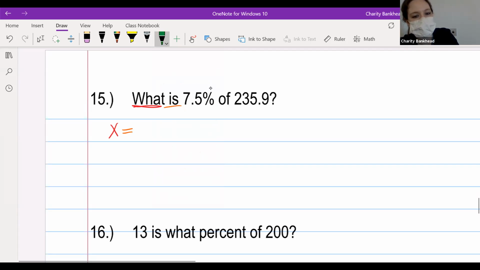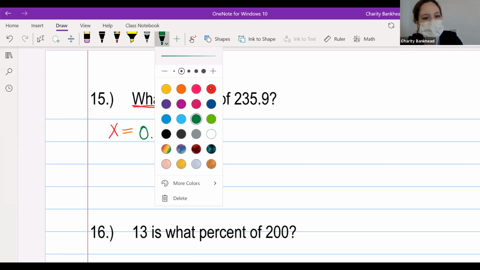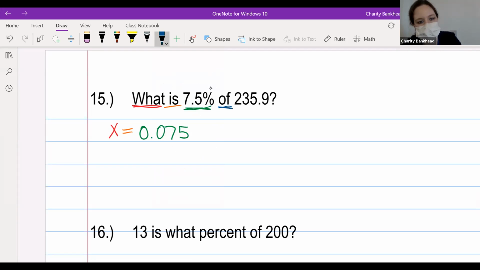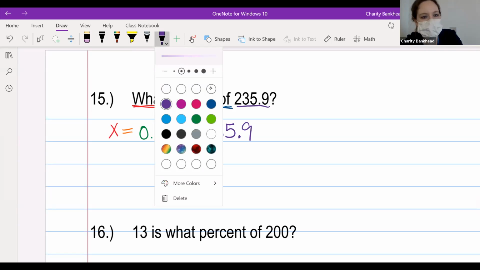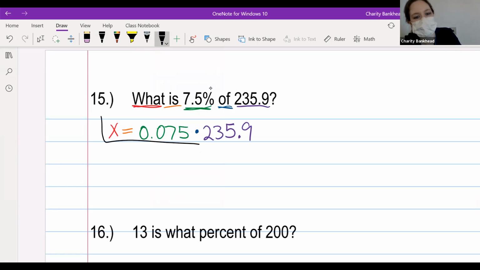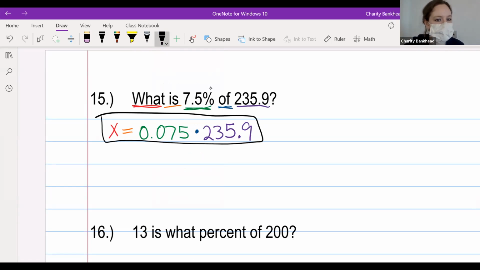And then 7.5%. Before we can actually do math with that, we're going to have to change it to a decimal. So I'm going to go ahead and change it to a decimal now, which would be 0.075. And then of means times. So times 235.9. All right, so that is the equation, and then we just have to solve it.